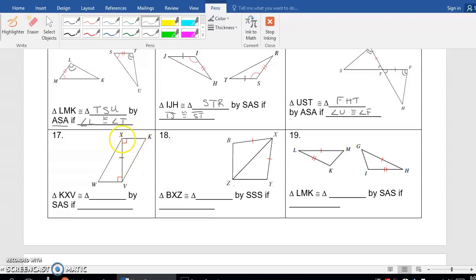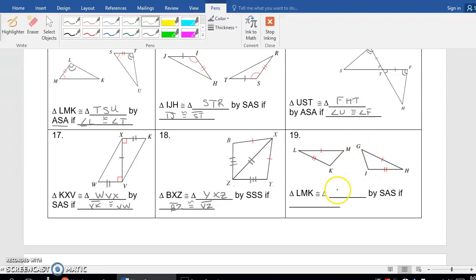We want side, angle, side, so our angle has to be in between. So segment XK must be congruent to segment BW for triangle KXD to be congruent to triangle WVX. 18, reflexive property, those are equal. We still need to know that these would be equal. So BZ is congruent to YZ, which would make triangle BXZ congruent to triangle YXZ.